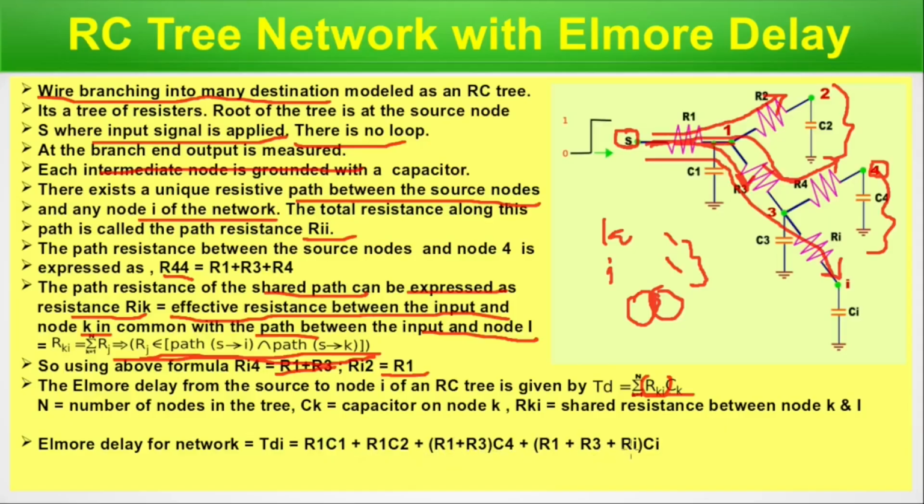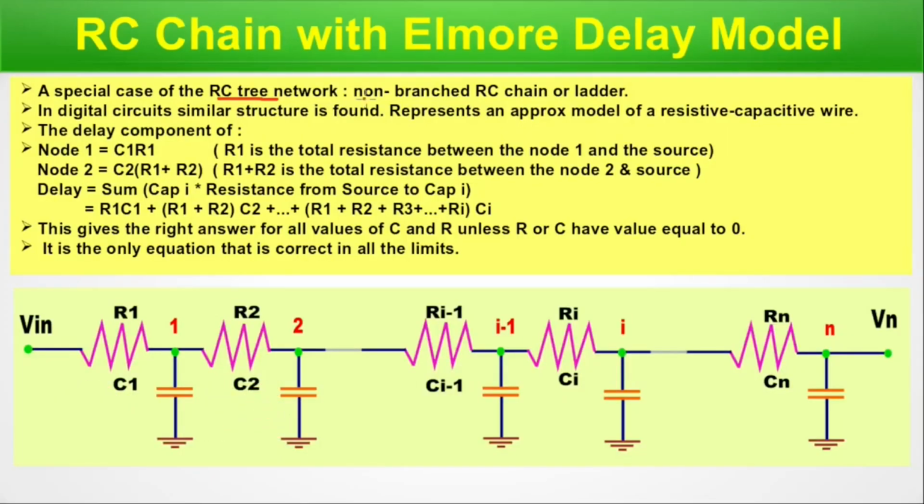This way it goes. So let's move to the next slide. RC chain with Elmore delay model. It's a special case of RC tree network, a non-branched RC chain or ladder. In digital circuits, a similar structure is found, which represents an approximate model of a resistive capacitive network, where the delay component of node 1 is C1 R1.